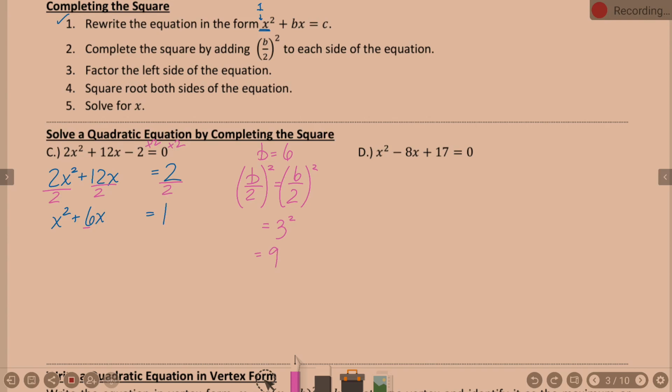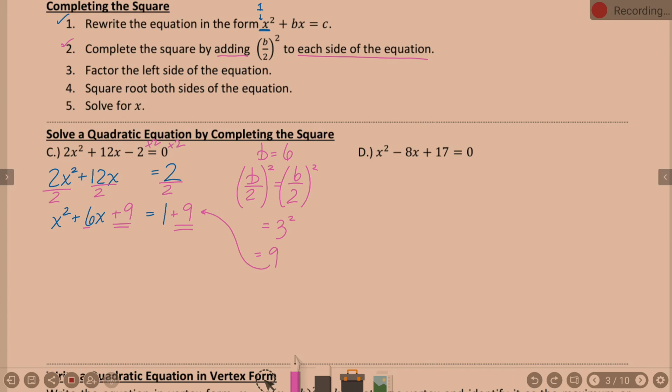Okay. What am I going to do with that 9? Complete the square by adding b over 2 squared to each side of the equation. So I'm going to add 9 on the left and add 9 on the right. Okay? That's where we add the 9 on those pieces. Okay, step 2 good? Step 2. Step 3.